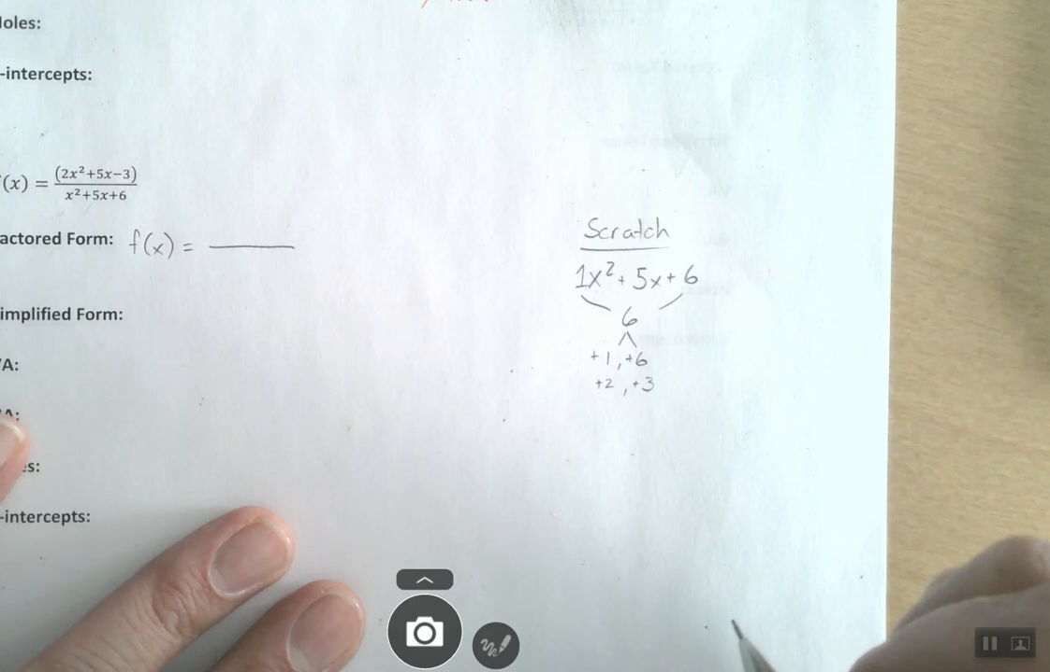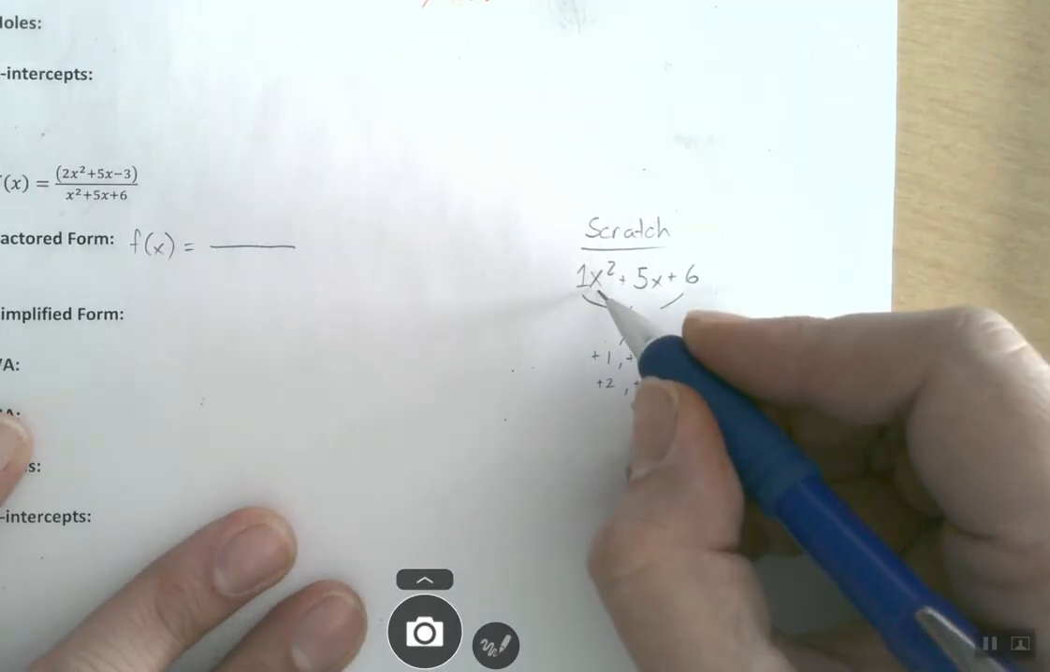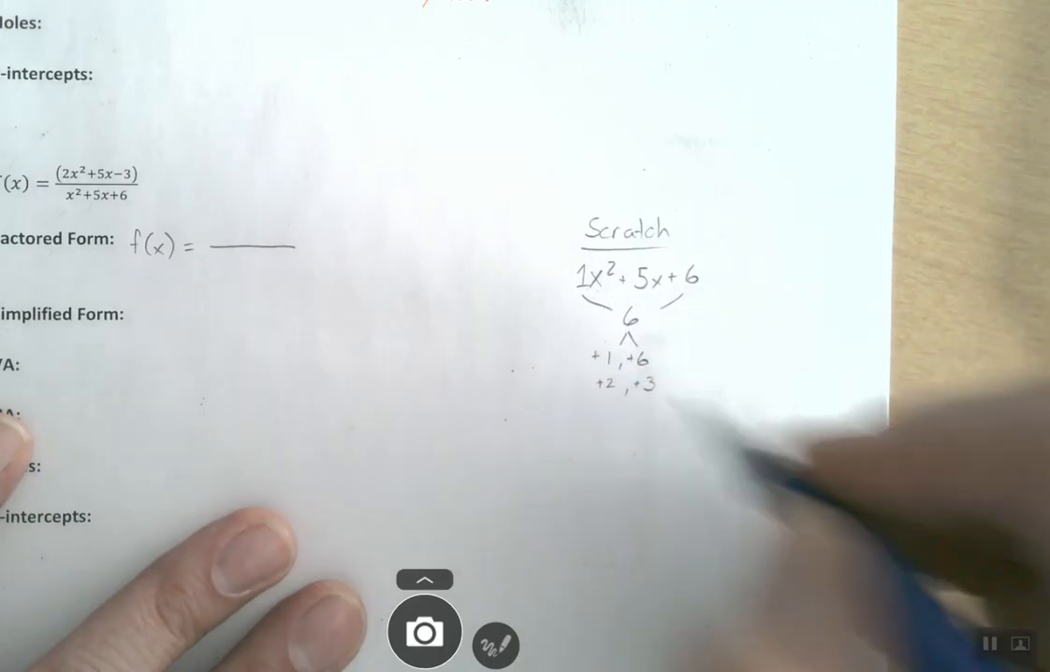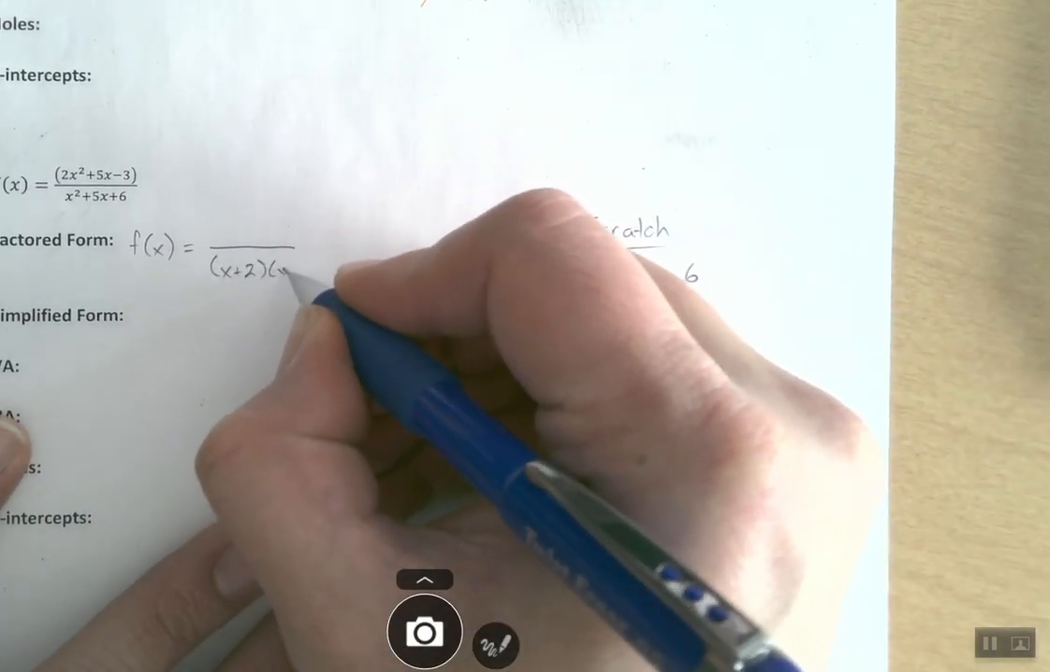Why don't I have a whole lot of work in front of me now? Something special about this. There's a shortcut. How do you know there's a shortcut, Beatrice? Because the leading coefficient is 1. Love it. If the leading coefficient is 1, and only if it's 1, we get a shortcut with these numbers. x plus 2 and x plus 3.